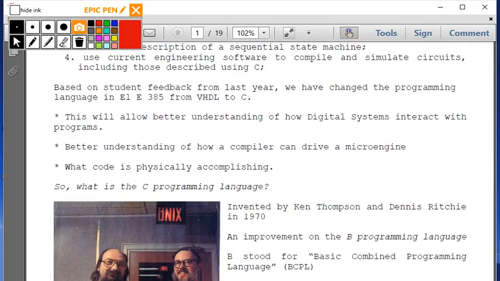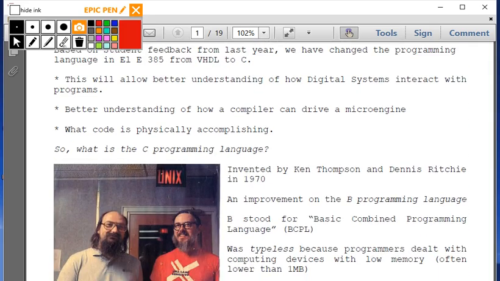This will provide you a better understanding of how a compiler can drive a micro engine and what code is physically accomplishing. For those of you who have taken C++, how many of you were trying to write pointers and were just like, oh, I hate pointers? I hate writing pointers. Yeah. We're going to go over precisely how to write a pointer. What is physically a pointer? How you call it in your function, how you write the function, and then once you're in the function, what you actually do to allocate, deallocate, and reference memory. You're going to learn all of this. And by understanding the underlying architecture, pointers will become intuitive.